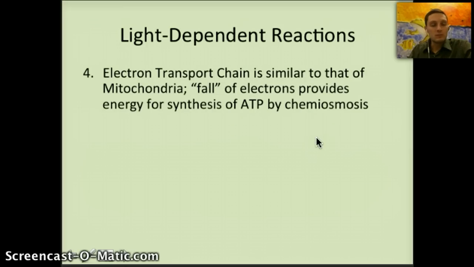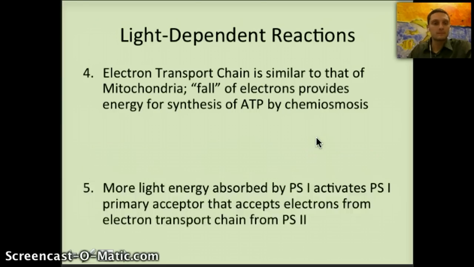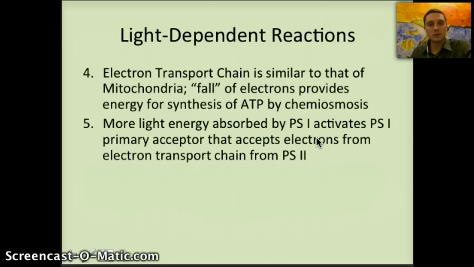Continuing with this, the electrons move through the electron transport chain. It's similar to what occurs in the mitochondria, and as they move or fall down the electron transport chain, this provides the energy necessary to form ATP from ADP and phosphate. As more light is absorbed in photosystem 1, it activates the photosystem 1 primary acceptor, where those electrons are going to be accepted. And those are accepted from the electron transport chain from photosystem 2. So the electrons that move down the electron transport chain from photosystem 2 get passed to photosystem 1.